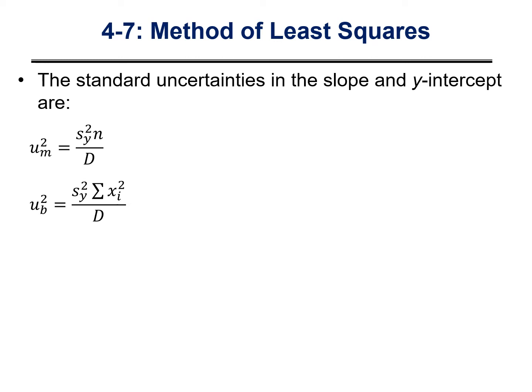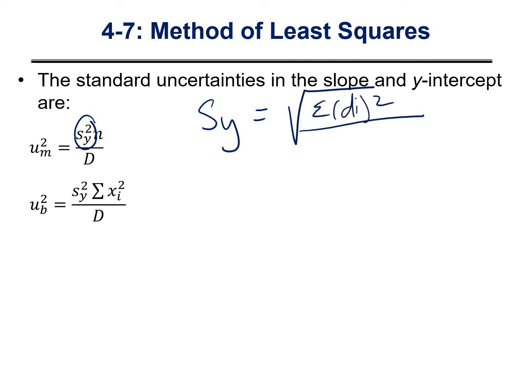So now we can finally calculate the standard uncertainties in the slope and y-intercept. But first we need to calculate what is sy squared. So from the previous slide, sy is equal to the square root of the sum of di squared, I'm going to put that on the inside of the parentheses, divided by n minus 2. So that would just be 4.